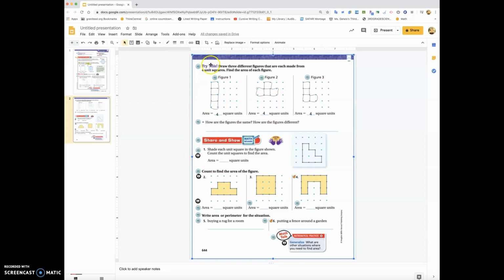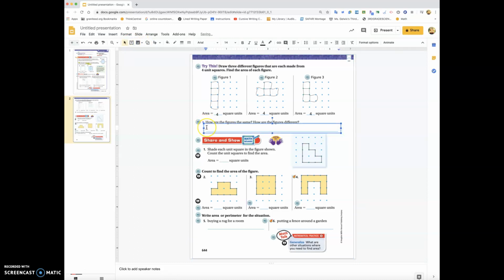So how are they the same? Let's go with what we're talking about right now. We don't have to write total, complete, answering-the-question responses, but we can say they all have the same area, and let's write, and perimeter. How are they different? They are different shapes.